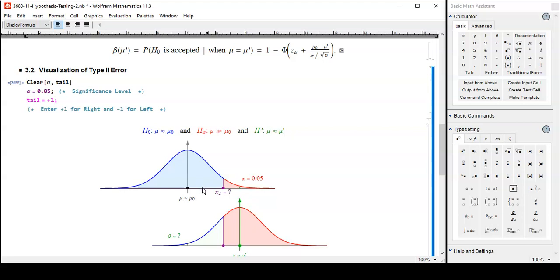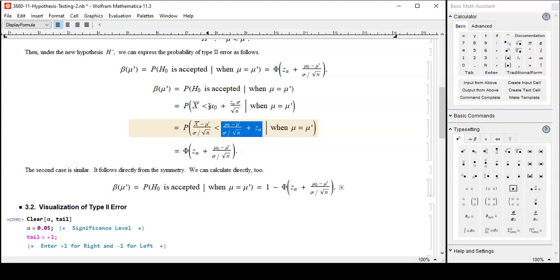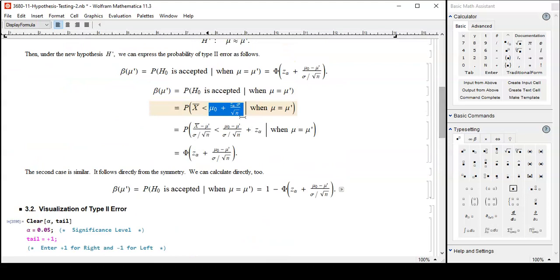So the observed sample mean has to be less than the critical value, which is obtained from mu 0 plus z times standard error. So this is the critical value. Mu 0 plus z times standard error. From mu 0, I went to the right by z times SE. But X bar is less than that, so it falls in the blue region. So that's the same as accepting H0.